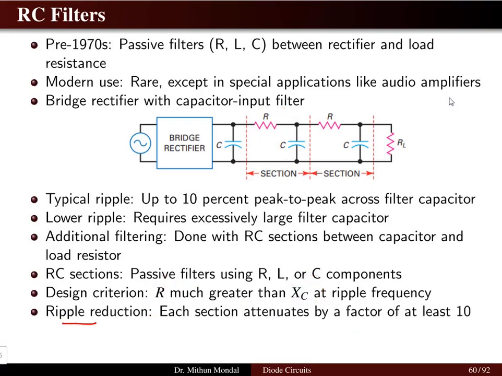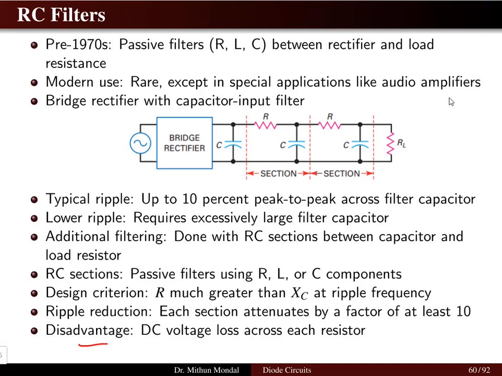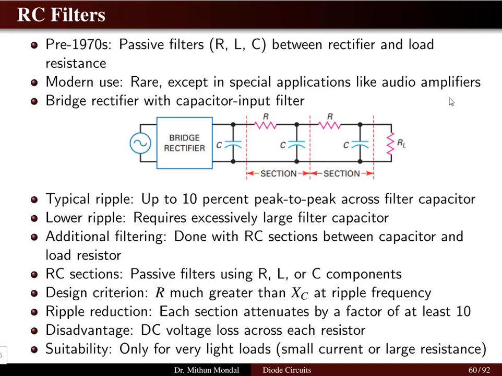In order to reduce the ripple, each section attenuates by a factor of at least 10. Depending upon how many sections you require, it depends on how many factors of 10 you have to reduce in the ripple. The disadvantage is the DC voltage loss across each resistor. Since we have multiple resistors in the RC network, this will lead to some power loss. As for suitability, it is beneficial only for very light loads, that is small current or large resistance.